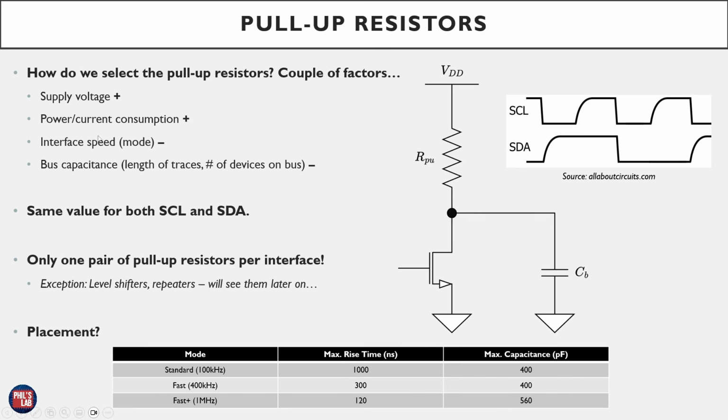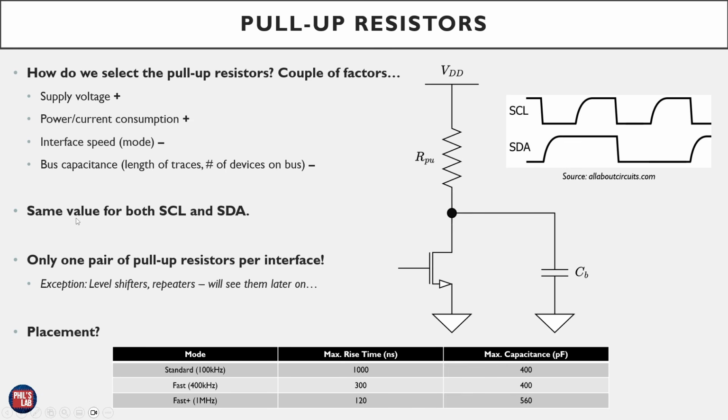On the other hand, our interface speed, also dependent on the mode, will determine maybe our maximum minimum values for the pull-up resistor. So if we lower the pull-up resistor value, that might permit a higher interface bandwidth. Lastly, the bus capacitance, as we talked about. So for example, the length of traces, the number of devices on the bus will mean we might have to adjust our pull-up resistor values. So the more capacitance that we have on the bus, the lower we typically have to make our pull-up resistor value.